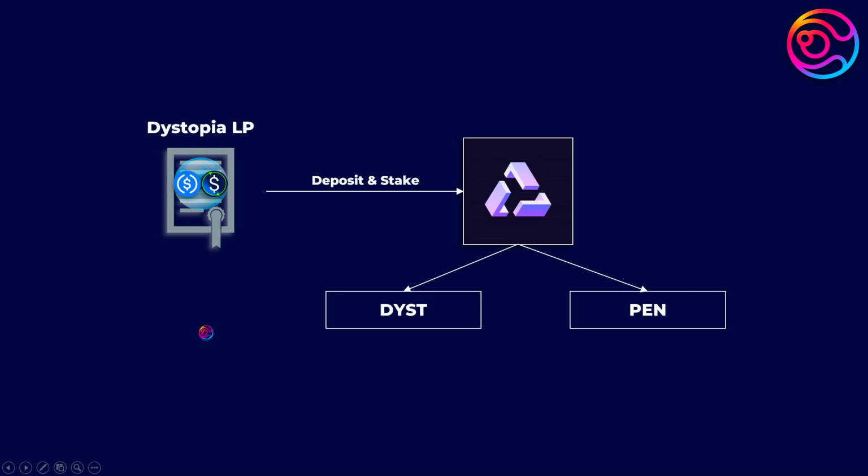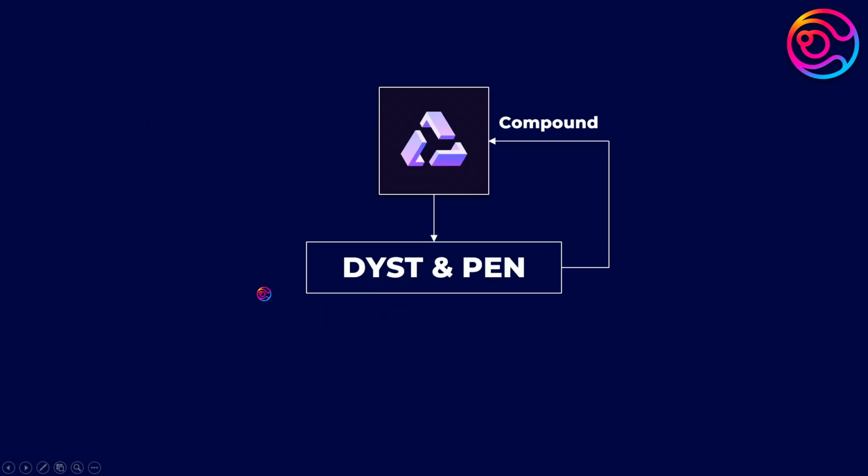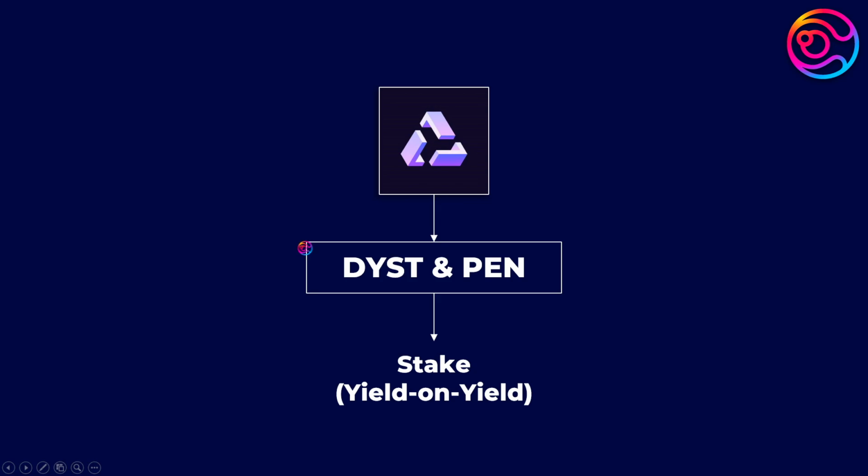You then have at least 2 options with your DYST and PEN rewards. First, you can swap them for more of your deposited tokens and deposit and stake more of the LP to compound your LP. Second, you can stake your DYST and PEN to earn yield on yield. Yield on yield is a powerful concept for building wealth. To put it simply, your LP will earn yield as DYST and PEN, and by staking what you earn, you will earn additional yield on top of what you are already making.